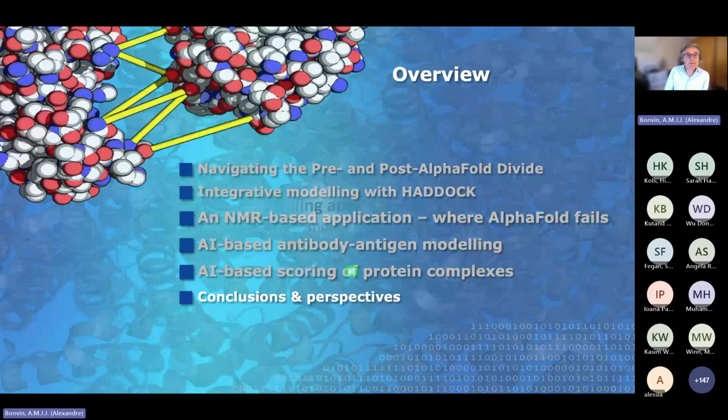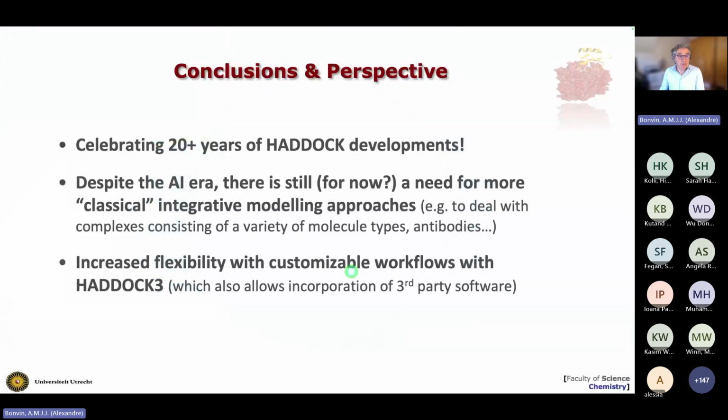So let me wrap up. I'm very proud to be here and talk about integrative modeling and HADDOCK, something which has been going on for by now almost 25 years in the lab. So despite all the booming AI and all the new methods that have appeared, we are still in business, which is quite amazing, I must say, because AI is really doing fantastic things. But for now, there is still need for more classical integrative modeling approaches. So it's not like one should replace the other.